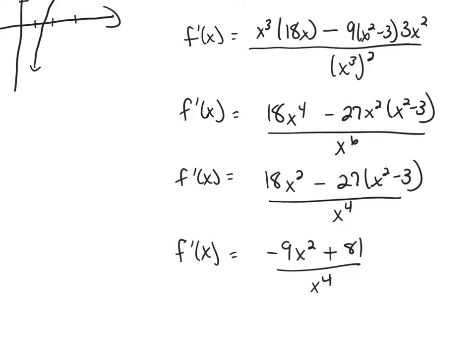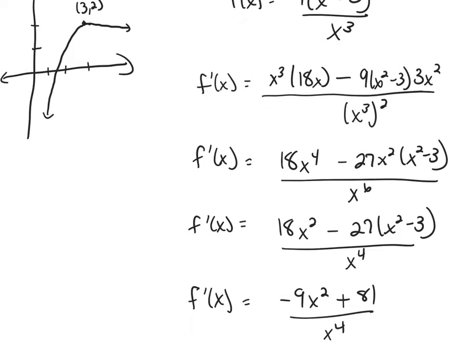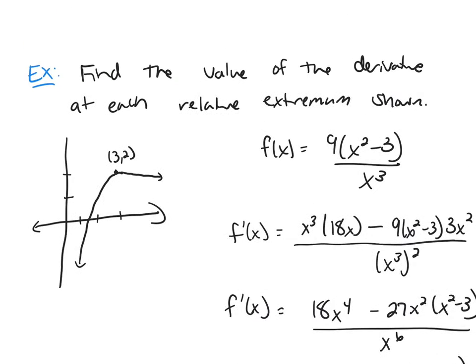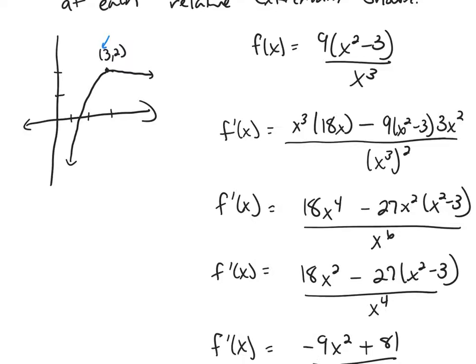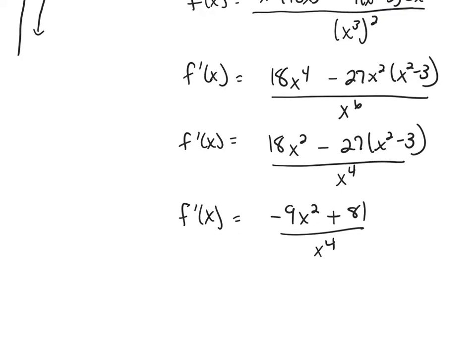And they wanted me to find the derivative at this relative maximum. So if I look here, x was 3. So you're going to plug 3 into your derivative, f prime of 3. And if you plug in 3, you'll see that you get 0 in the numerator. So f prime of 3 is going to be 0.